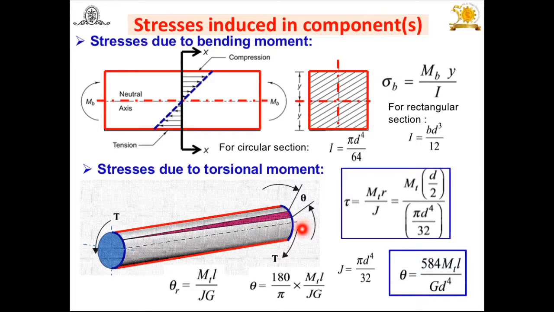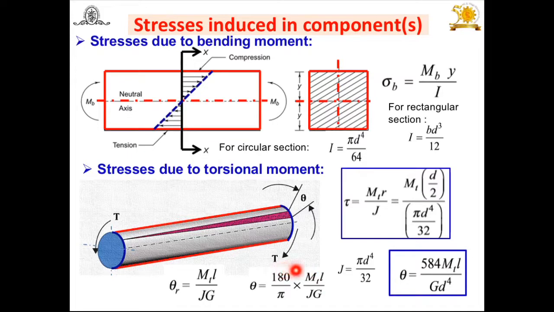So how do we find the angle of twist? It is given by theta is equal to Mt L by J into G. Mt is the torsional moment, L is the length of the shaft, J is the polar moment of inertia, and G is the modulus of rigidity, which we already know. Theta is in radians. To convert it into degrees, we multiply this term by 180 by pi. Therefore, theta in degrees is equal to 180 by pi into Mt L by J into G.